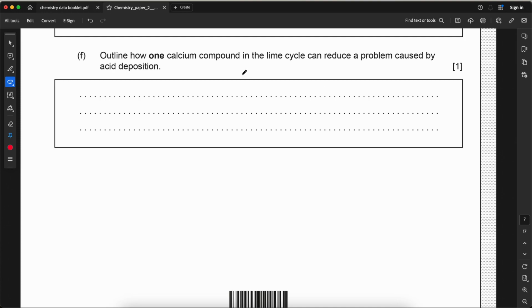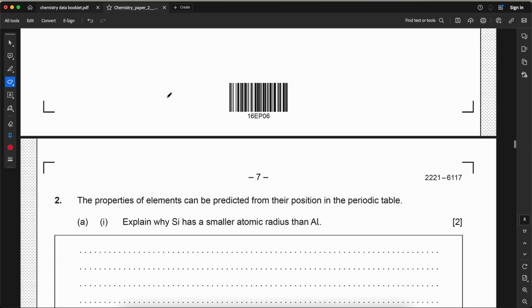Outline how one calcium compound in the lime cycle can reduce a problem caused by acid deposition. By adding Ca(OH)2 to acidic water, because when calcium hydroxide is added to acidic bodies of water, it will neutralize the acidity.